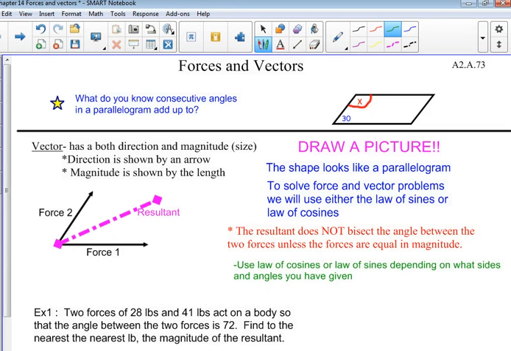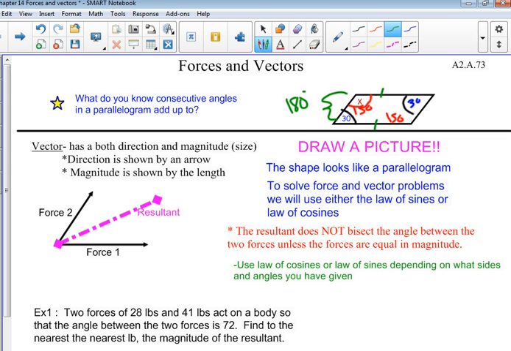Forces and vectors, you guys have a parallelogram. They add up, you said 180. So what does the x have to be? 150. Good job. Other things about a parallelogram: if this angle is 30, this is 30. Good. And then the other one's going to be 150.